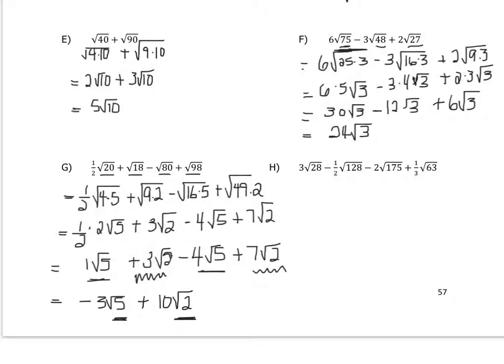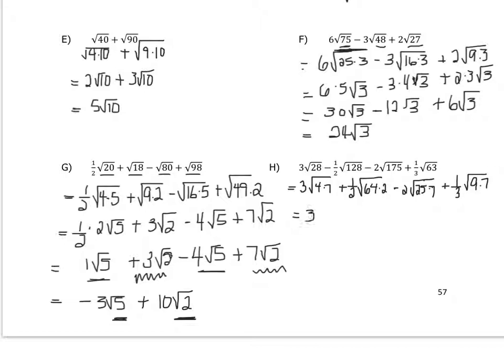Right, so the last one here, again, each of these radicals in the given expression can be simplified further, because they all have perfect square factors. 28 has a perfect square factor of 4. And then 128 has a perfect square factor of 64 times 2. And then 175 has a perfect square factor of 25 times 7. And then the last one, 63, has a perfect square factor of 9. 9 times 7 is 63.